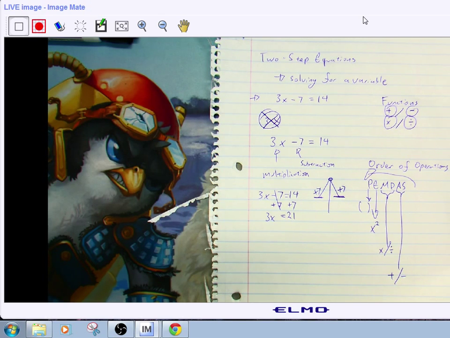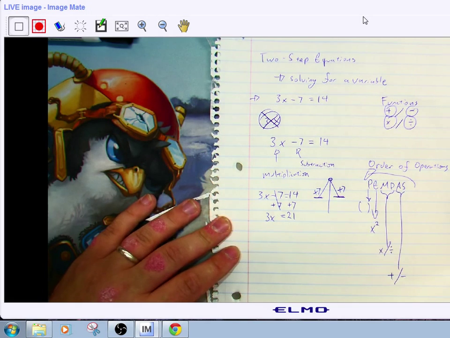Yeah? Are we supposed to write down everything you write up there? I would. You guys are creating the textbook with me, so write down the important stuff. And I'll leave this up here for a minute once I'm done with the lesson so you can see everything. All right, so we got 3x equals 21.